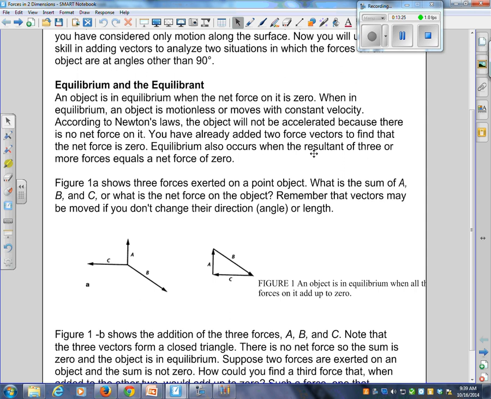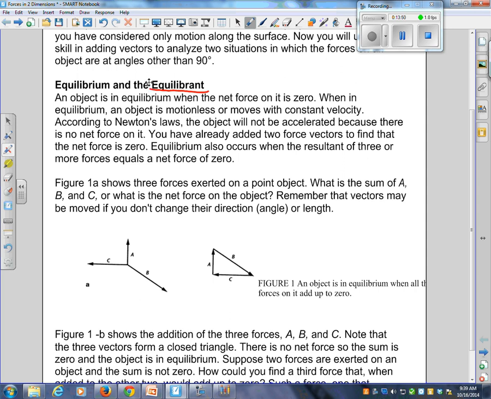Equilibrium. There's that word finally. An object is in equilibrium when the net force on it is 0. When in equilibrium, an object is motionless or moves with constant velocity. According to Newton's laws, the object will not be accelerated because there is no net force on it. You've already added two force vectors to find the net force of 0. Equilibrium also occurs when the resultant of 3 or more forces equals a net force of 0.